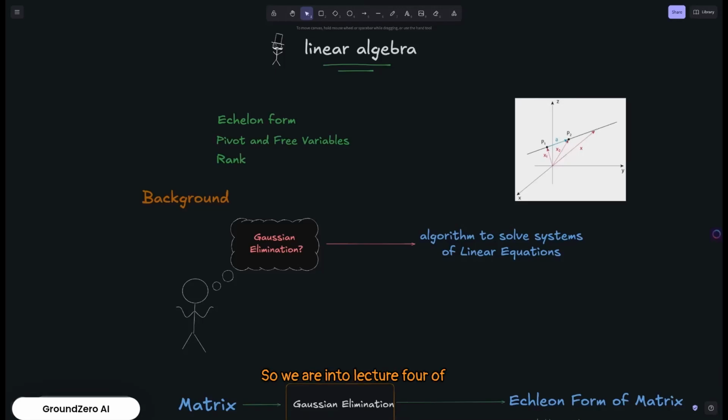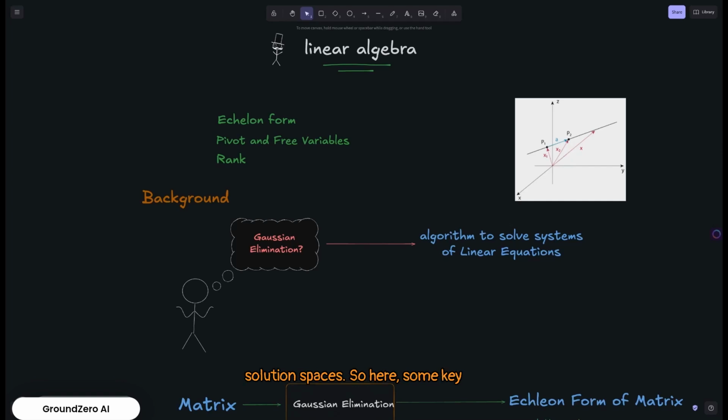So we are into lecture 4 of the Foundations of Linear Algebra course, and today we're gonna see echelon form, pivot and free variables, and rank. Before moving forward, we're gonna see what's the motivation behind studying these topics. So why do we care about echelon forms, pivots, and rank in linear algebra? The concept is solving linear equations systematically, understanding linear dependence, independence, and solution spaces.